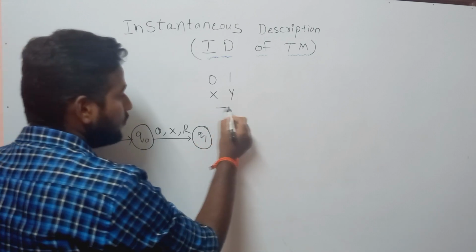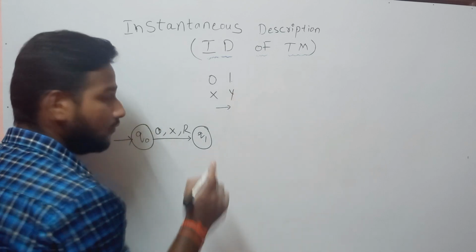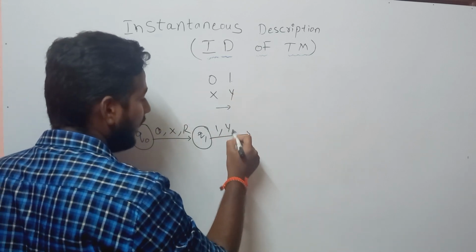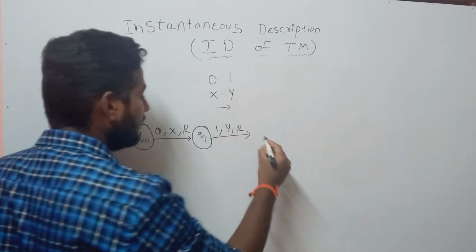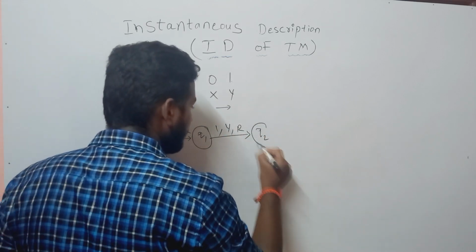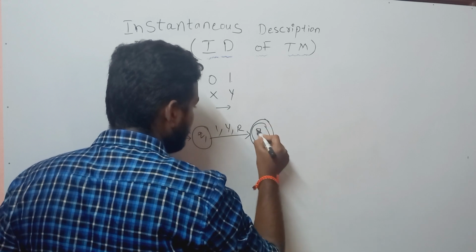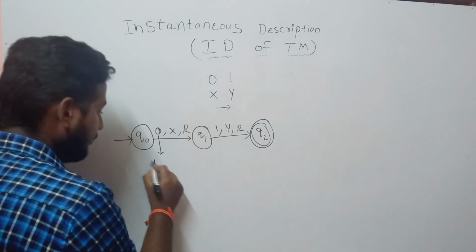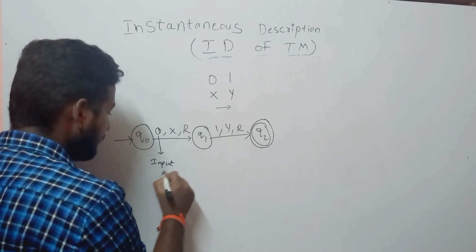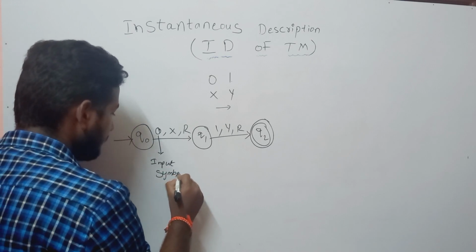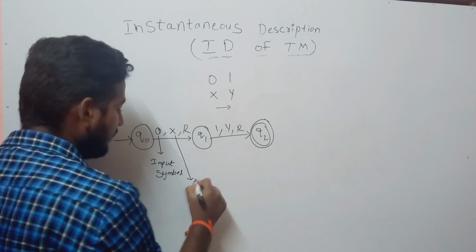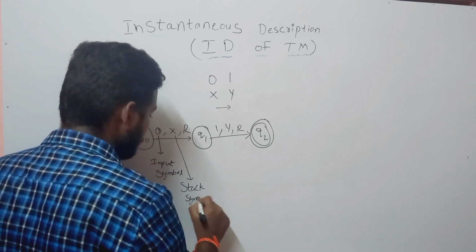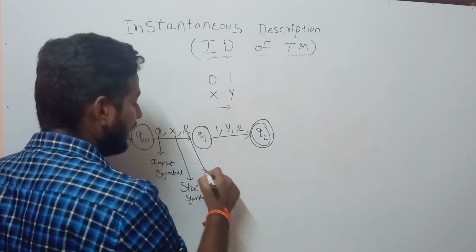After the direction moves right, it goes to the 1. If we read the 1 as the input symbol, we make this 1 as Y and move the direction to the right side. This is the final state. This is the input symbol. This is the tape symbol. This is the direction.